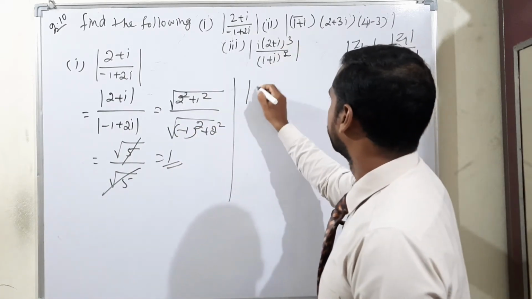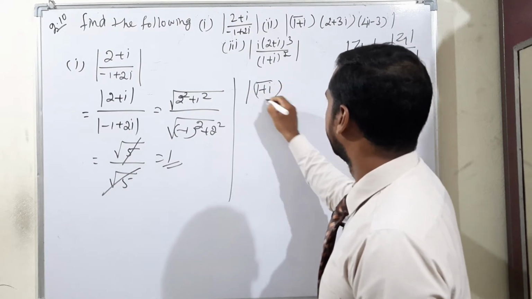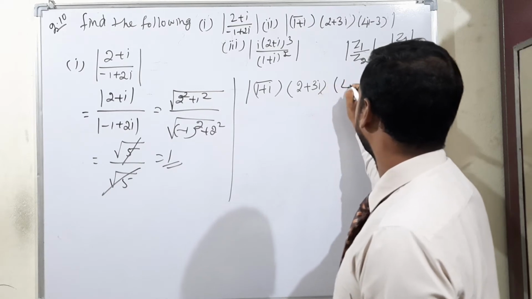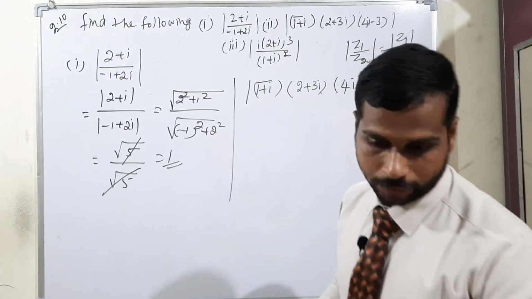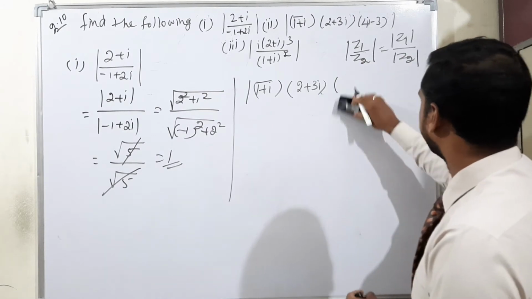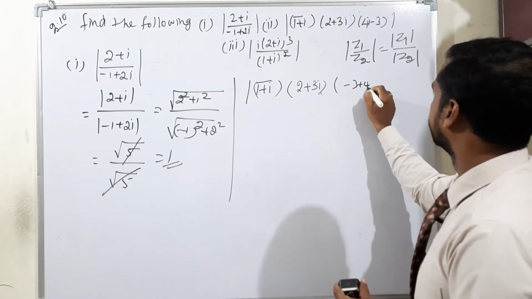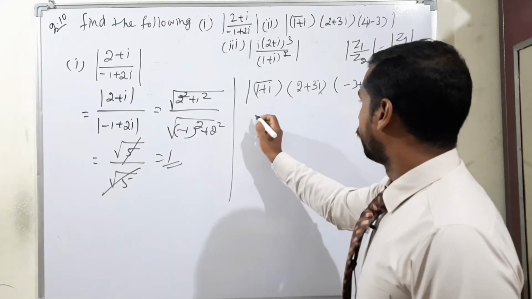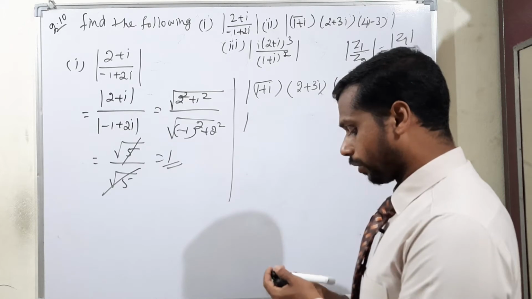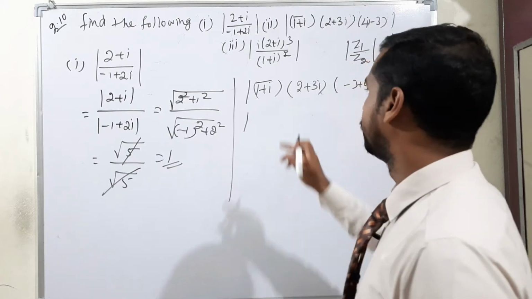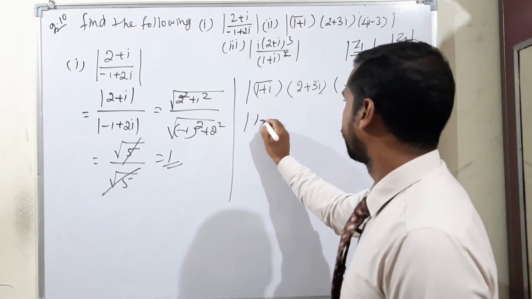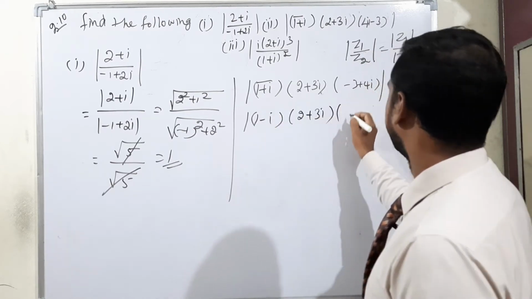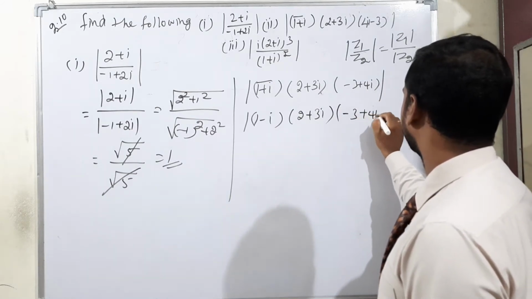Moving to subdivision 2. Modulus of 1 plus i bar, then 2 plus 3i, then 4i minus 3. We can write now first real and second imaginary: minus 3 plus 4i, isn't it? Now, if you remove the conjugate, what do you have to do? Only change the sign of the imaginary part. Already plus i is there, so we can write it as 1 minus i, then 2 plus 3i as it is, then minus 3 plus 4i.